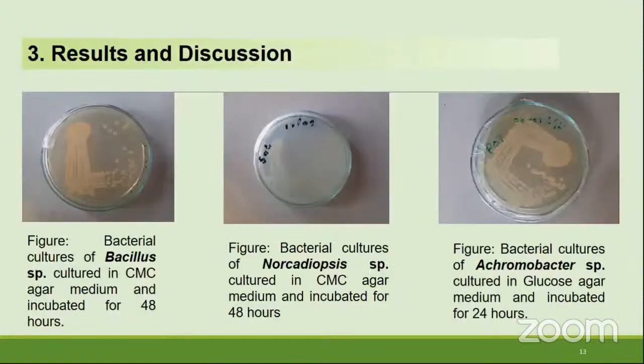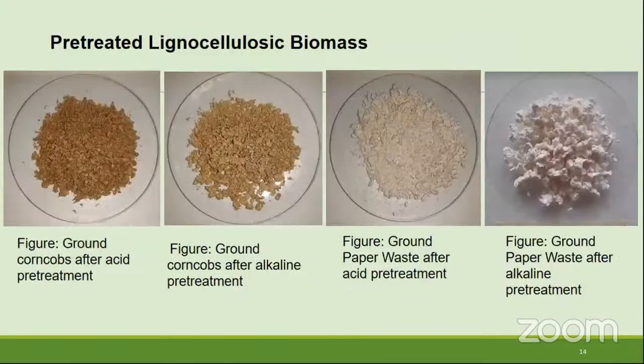From now on, I am going to discuss the results of the study. These figures show the bacterial cultures of Bacillus species, Nocardiopsis species and Achromobacter species which were used in the study. These figures show the appearances of the biomass, corn cobs and paper waste after the pretreatment procedures.